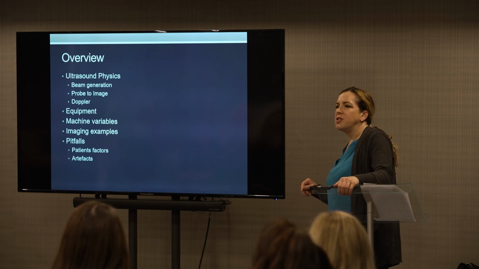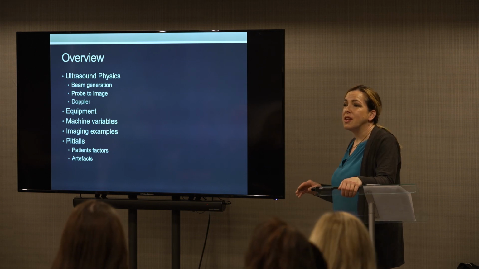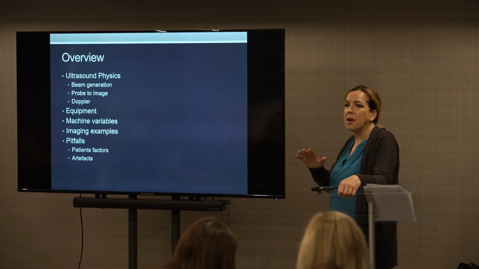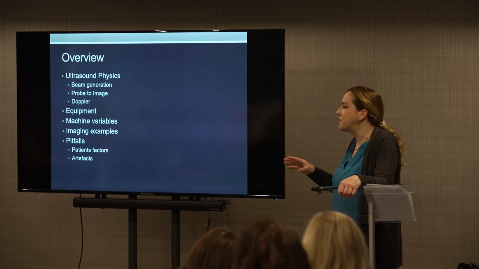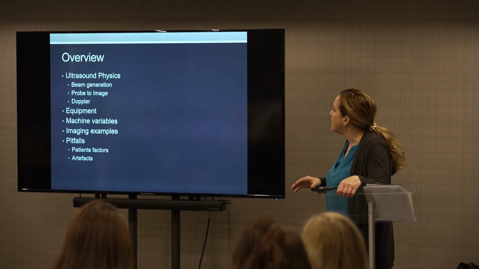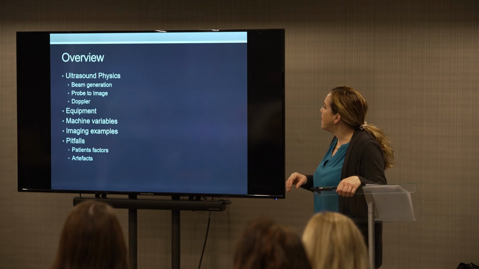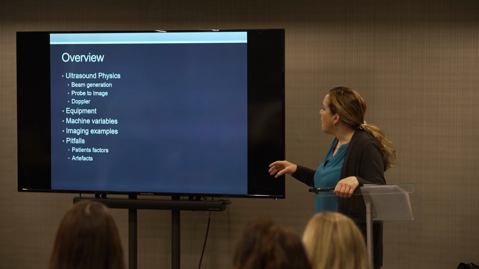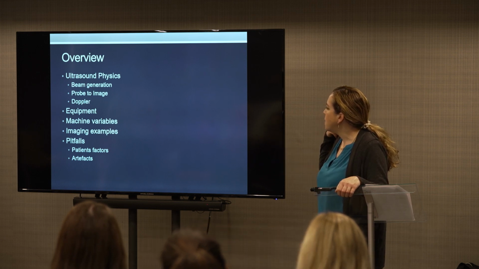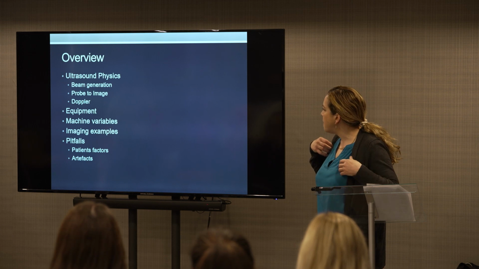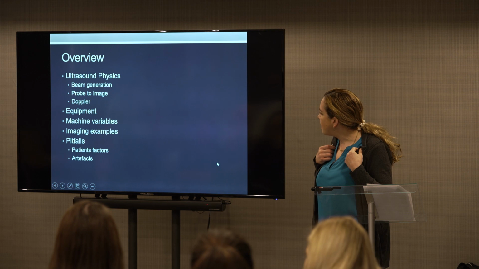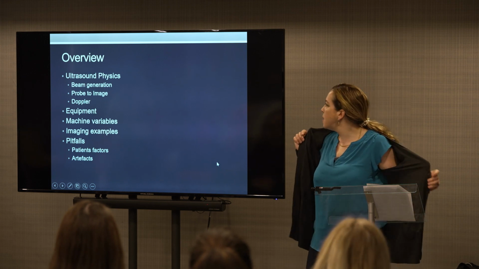So I'm going to talk. I've assumed little to no knowledge of ultrasound and how the machine works, so apologies if you are proficient at ultrasound and just wanting to learn neck. But it's going to start from very basics. So how's the beam generated? How do we get the image? What equipment do we need? What buttons do we press on the machine? Which are the important buttons? And I'm going to give some imaging examples and pitfalls in imaging as well.